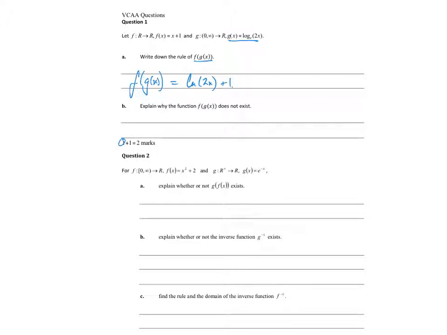Why the function f of g of x does not exist. So to exist, we need the range of g to be a subset of the domain of f. So state that, okay, and then work out the correct values. The range of g. What is the range of g? The range of g is R.